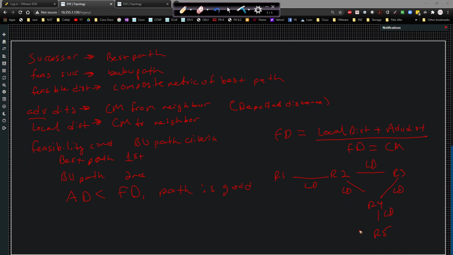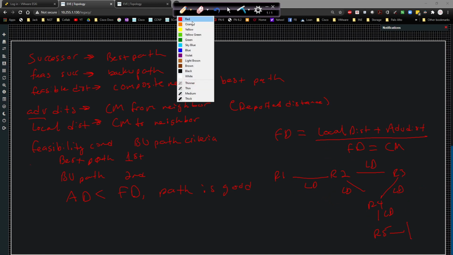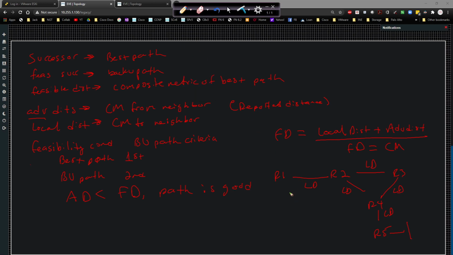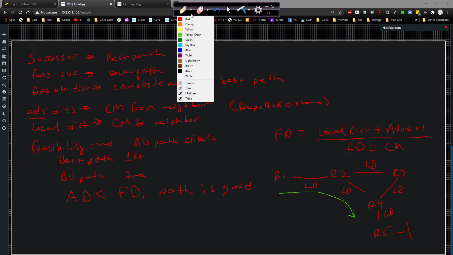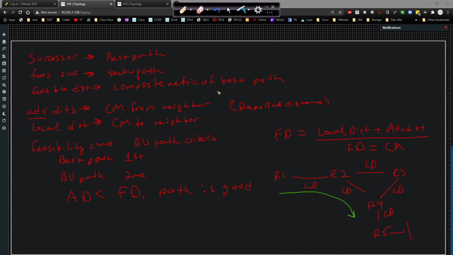Now, if I am R1 and I want to get to R5's LAN segment, how many different ways do I have to get there? Well, I have this way here, right? And I have this way here. Which way is shorter? Obviously, R1 to R2 to R4, right? Let me change my color just a little bit. I have yellow-green, I have this path right here. And then in, let's say, light brown, I have this path.